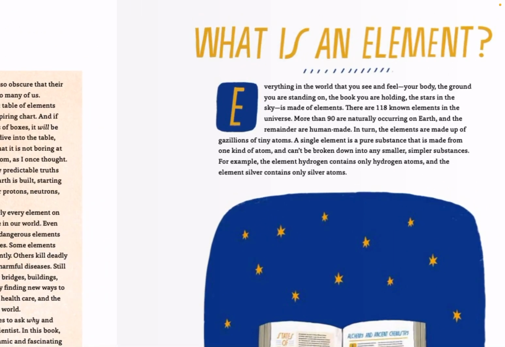So, what is an element? Everything in the world, what you see and feel, your body, the ground you're standing on, the book you're holding, the stars in the sky, is made of elements. There are 118 known elements in the universe. More than 90 are naturally occurring on Earth, and the remainder are human-made. In turn, the elements are made up of gazillions of tiny atoms.